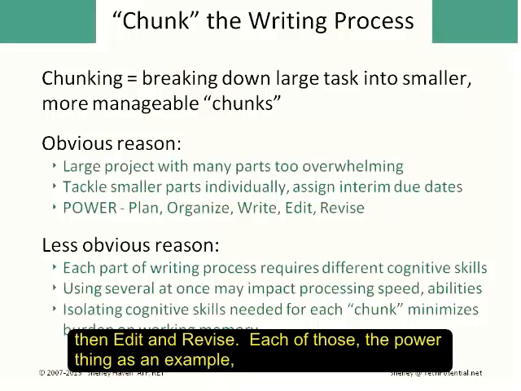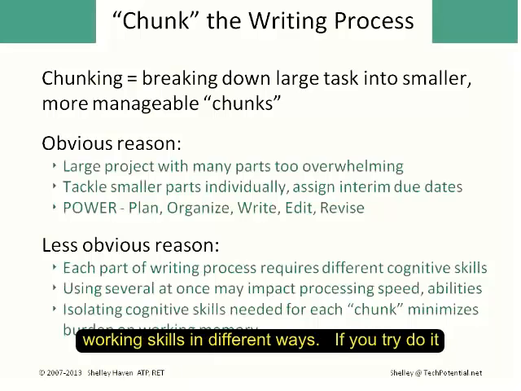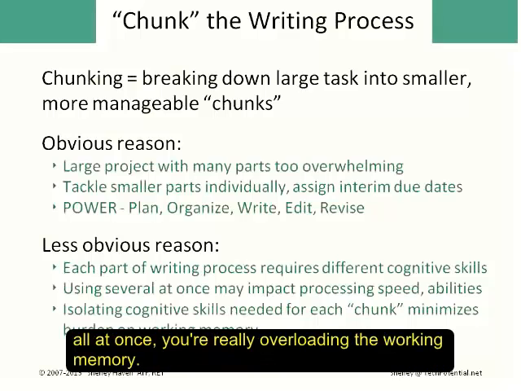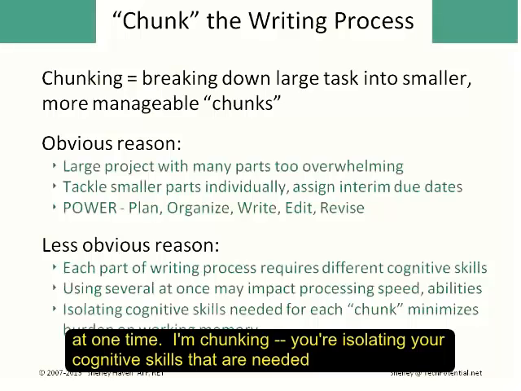But the less obvious reason for breaking it down into parts is that each part of this writing process, to use the POWER approach as an example, the brainstorming, organizing, writing, etc., requires different cognitive skills which tax the working memory in different ways. If you try to do all those things at once, like compose in your head and write it down on paper and check your spelling and make sure it's grammatically correct, you're really overloading the working memory. So what you want to do is break it down so I'm only using certain cognitive skills at one time.